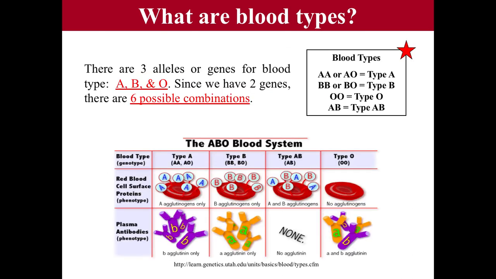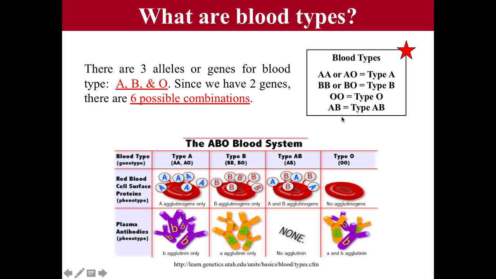So what exactly are blood types? Later on, we are going to be learning about DNA. Okay, so we know where we get our genes from. Specifically, there are 3 alleles or genes for blood type called A, B, and O. Since we have 2 genes, one from your mother and one from your father, there are 6 possible combinations. These 6 combinations you can see over in the box on the right-hand side.